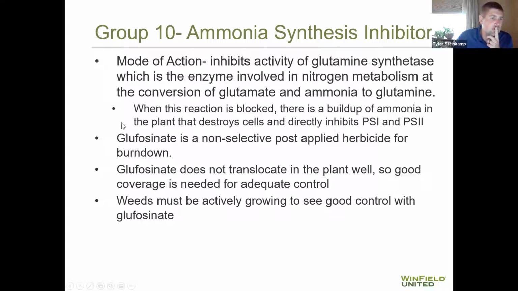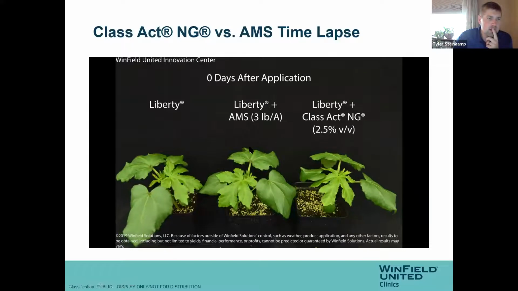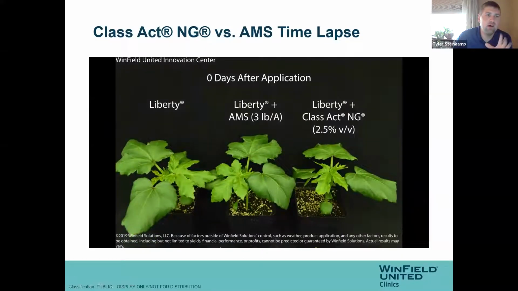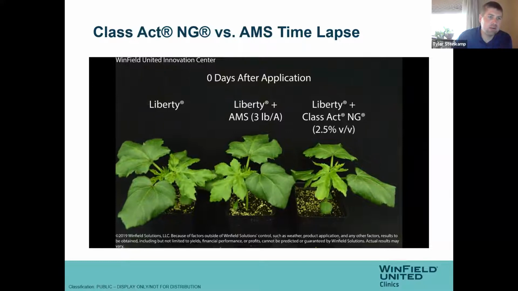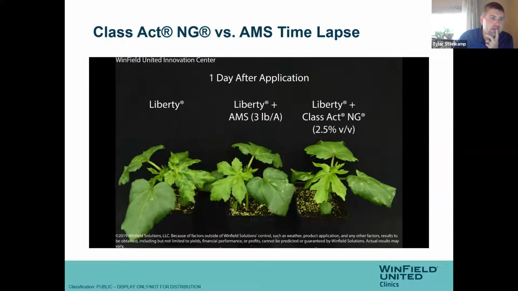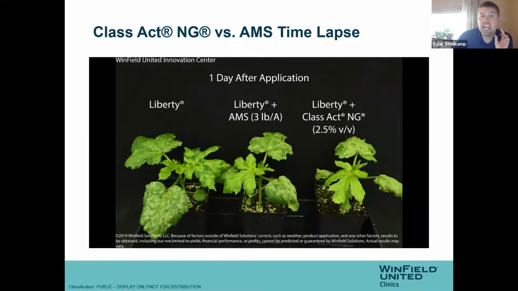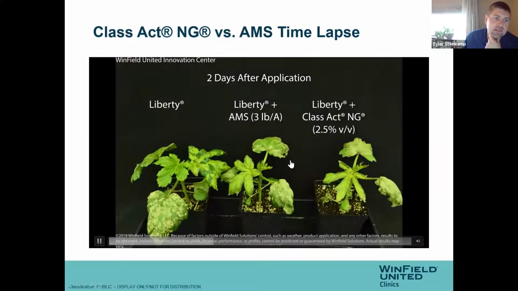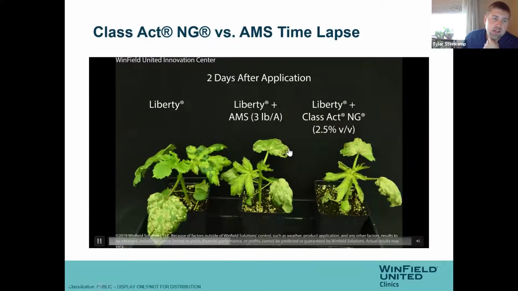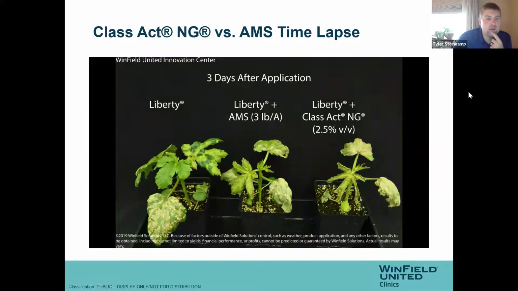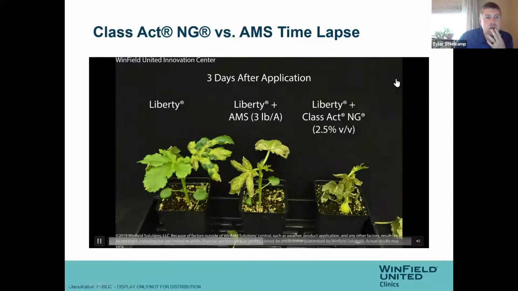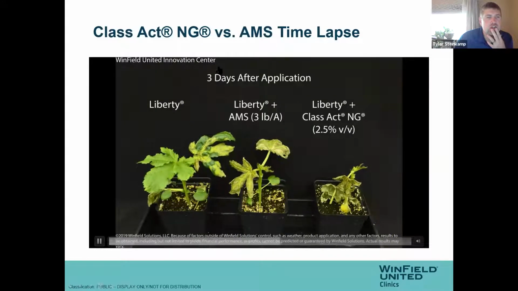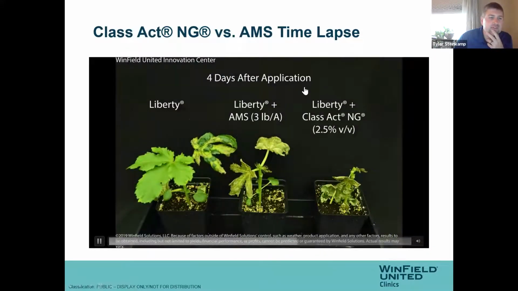Okay, some other things: glufosinate does not translocate, so we need good coverage. Weeds must be actively growing as well. Okay, here is a great video of how Liberty actually kills the plant. Also, adjuvants make a huge difference with Liberty. So here's 3 pounds of AMS. Here's just Liberty. And then here's 2.5% volume for volume with Class Act NG. You'll also notice that Liberty has a much quicker kill time than what glyphosate does as well.